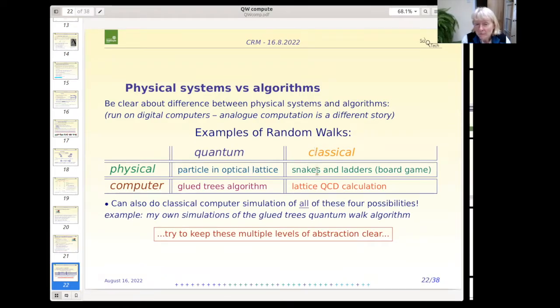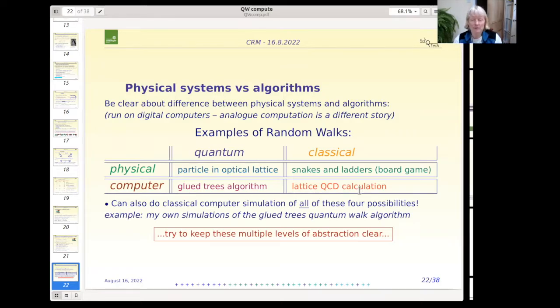Classical example, Snakes and Ladders is a board game. I'm not sure people outside the UK know this one. So Google it, look it up. You'll find you can play it online if you like. If we want to run our quantum walk on a computer, then we might do the glued trees algorithm I was discussing. If you want to run a classical random walk on a computer and do something interestingly useful, you might do a lattice QCD calculation.